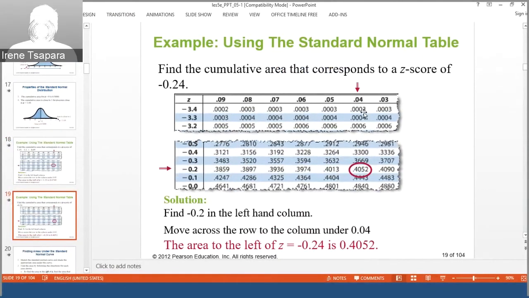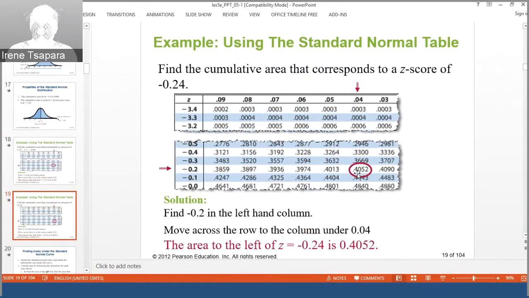Okay, let's do another one. Find the cumulative area that corresponds to a z-score of negative 0.24. You do exactly the same. Split the number: negative 0.2, and 0.04. That's why I'm saying you append the numbers. So you find the negative 0.2 here, you find the 0.04 here, and you find the corresponding number right here. That is 0.4052. What is this? This is the cumulative area or the probability.